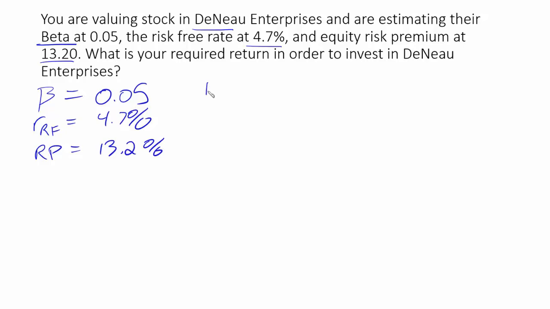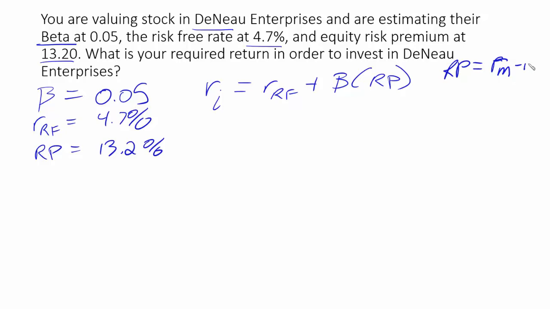So what we can do is just drop this in our model. So R_i is equal to the risk-free rate plus beta multiplied by the risk premium, which we call the risk premium, and that is equal to the return on the market minus the risk-free rate. So we do have our risk-free rate at 4.7%, we have beta at 0.05, and we have a risk premium of 13.2.